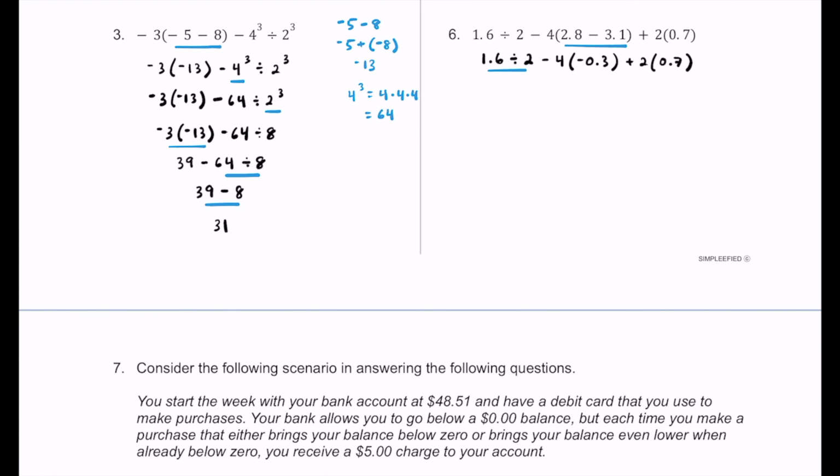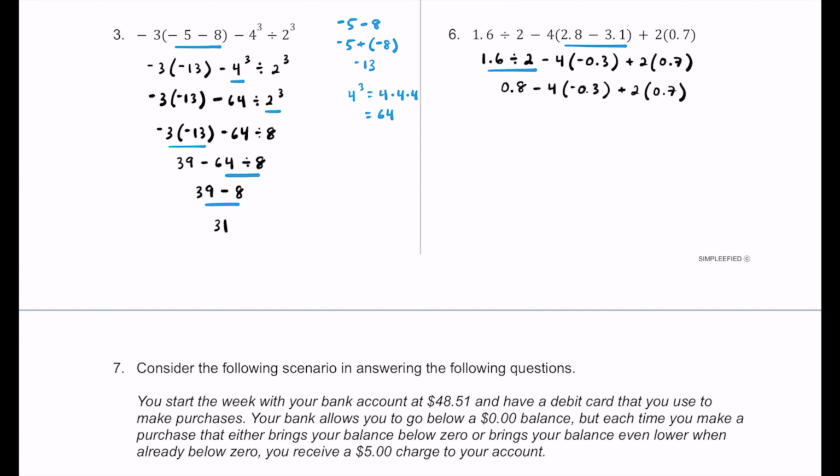Now, if we take this 1.6 and divide by 2, well, 16 divided by 2 is equal to 8, so 1.6 divided by 2 is just going to be 0.8, or 8/10. Then we're going to rewrite the rest of this, so it's going to be minus 4 multiplied by this negative 0.3. And then we're going to add 2 times this 0.7.